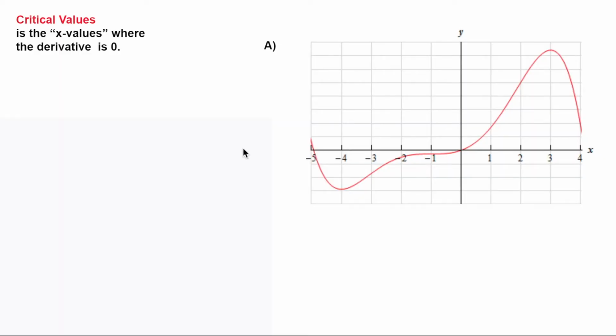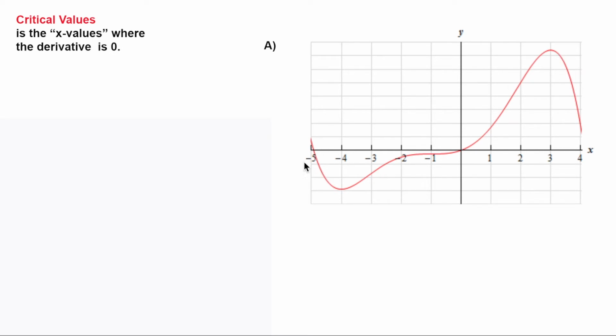Another thing that I want you to know in this refresher is how to find the critical values and what is the critical value. Critical values of a function is all the values, all the x values, where the derivative of the function equals 0.